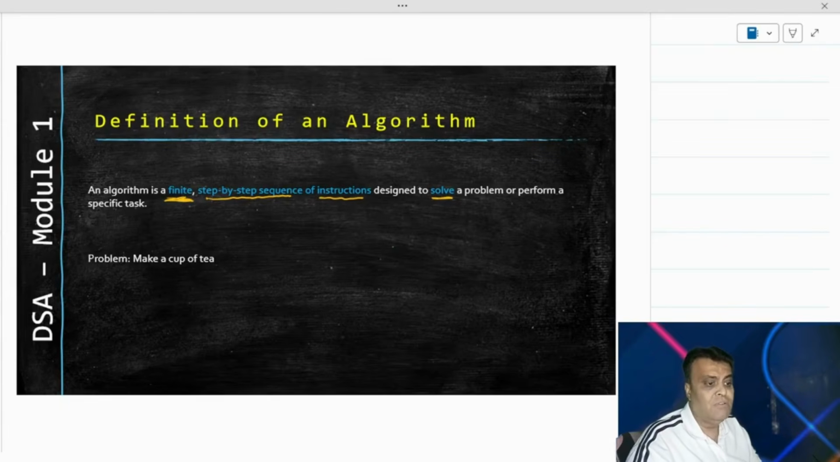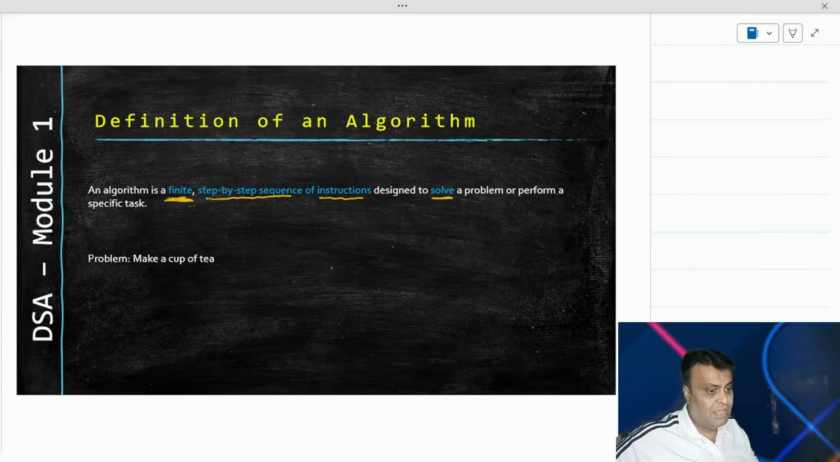These are the keywords that you definitely need to remember as far as the definition of an algorithm is concerned. So talk about finiteness of an algorithm, talk about the series of steps that it actually executes, and then why those series of steps are executed, because it wants to achieve an outcome. So here it is solving a problem.